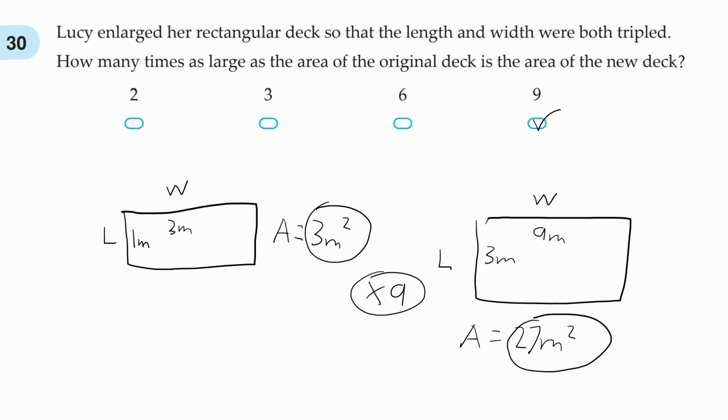Another way to think of it is that you triple one side, and then you triple the other side, which means it would be times 3, and then times 3 again, which means times by 9.